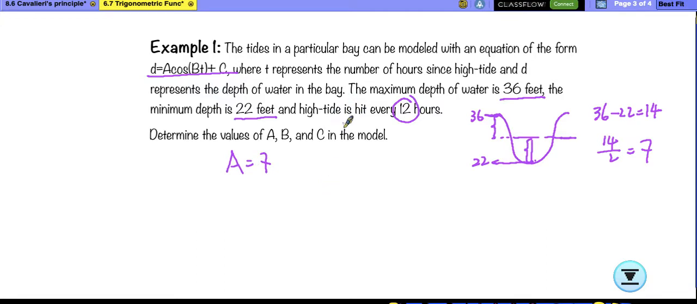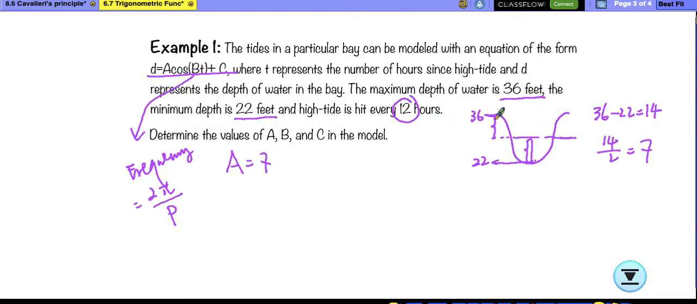The B is going to be, remember, B is the frequency. So in order to find the frequency, let's write down here, B is frequency. However, frequency is 2 pi over the period. So we need to know the period. What is the period here? High tide is hit every 12 hours.